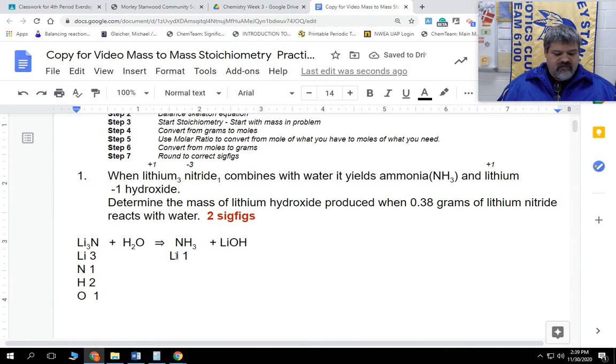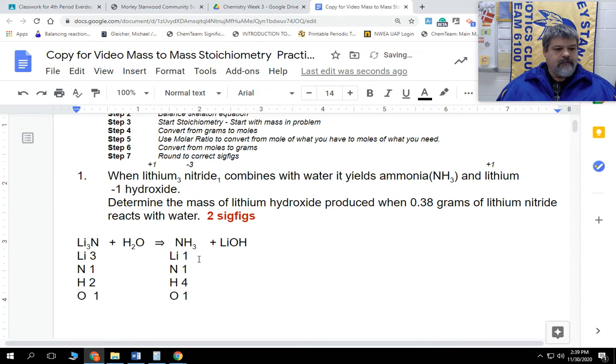Then we have our nitrogen. And we look at this right here. I have 1 nitrogen right there, so it's just going to be a 1. Then we have our hydrogen, which I have 3 right here, but I also have 1 over here, so that's going to be a hydrogen is going to be 4. And then our oxygen, I just have 1 on this side. We're just going to put an oxygen is 1.